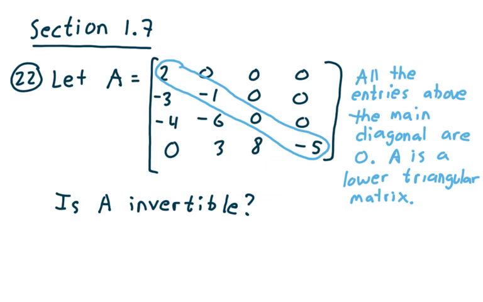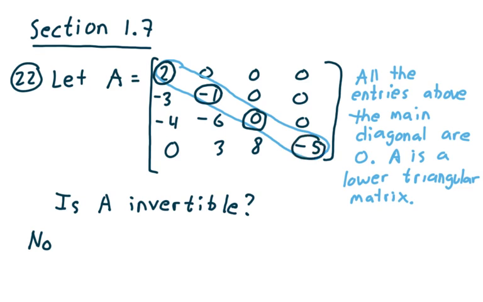In lower triangular matrices and upper triangular matrices, it's very straightforward to tell whether or not A is invertible. And so that, in fact, is the question. Is A invertible? The answer is no. And notice, I'm circling the entries along the main diagonal.